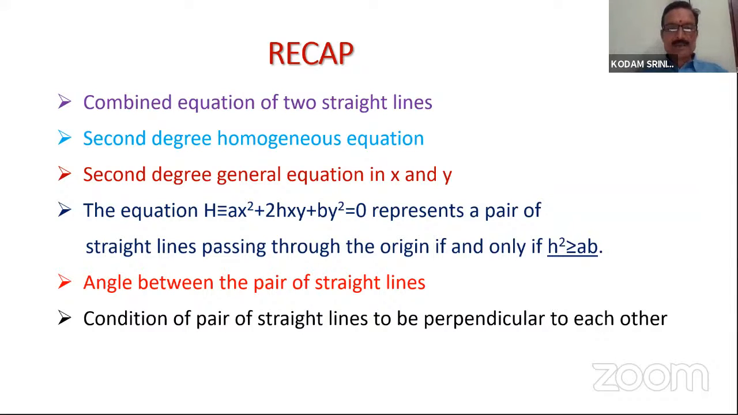After that, we got one more condition using the theorem, that is the condition for the pair of straight lines to be perpendicular to each other. Suppose the equation of the pair of straight lines is ax square plus 2hxy plus by square equal to 0. If the given pair of straight lines is perpendicular to each other, or if the angle between them is theta equals 90 degrees, then we got the condition a plus b equals 0. That is, the coefficient of x square plus the coefficient of y square will be equal to 0.